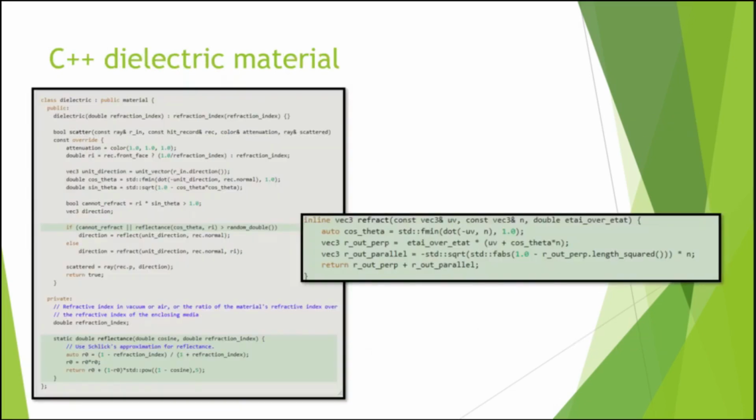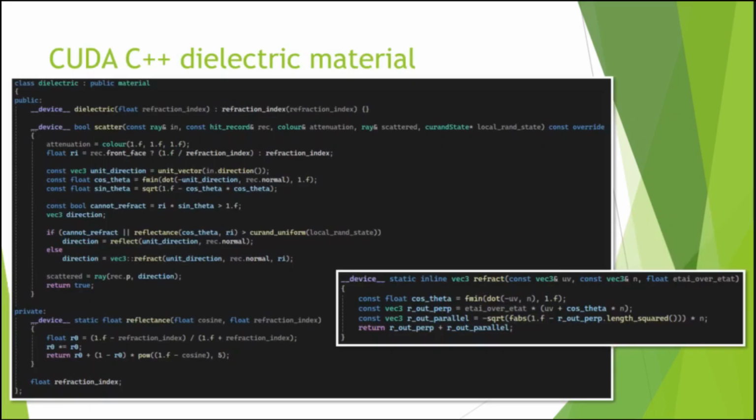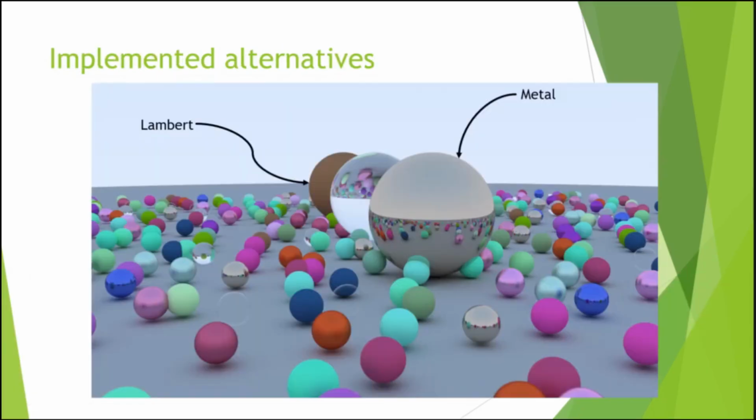This is what it looks like in standard C++. Again, we calculate the parallel and the perpendicular components of the vector, and then we add them together to get the refracted ray. These are the overall alternatives that are implemented. So we've got the Lambert, the dielectric, and then the metal.